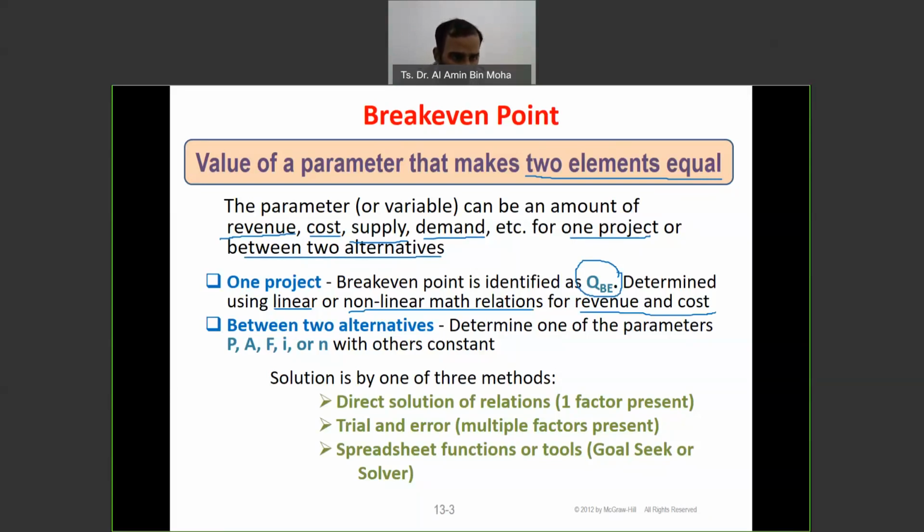For two alternatives, we need to determine one of the parameters, either P, A, F, i, or n, with the others constant. The solution can be done several ways. One is direct solution of the relation, usually when only one factor is present. Trial and error is used when multiple factors are present, and we also can use spreadsheet functions or tools, like Solver in Excel. But in our case, we are going to solve the problem by doing calculation.